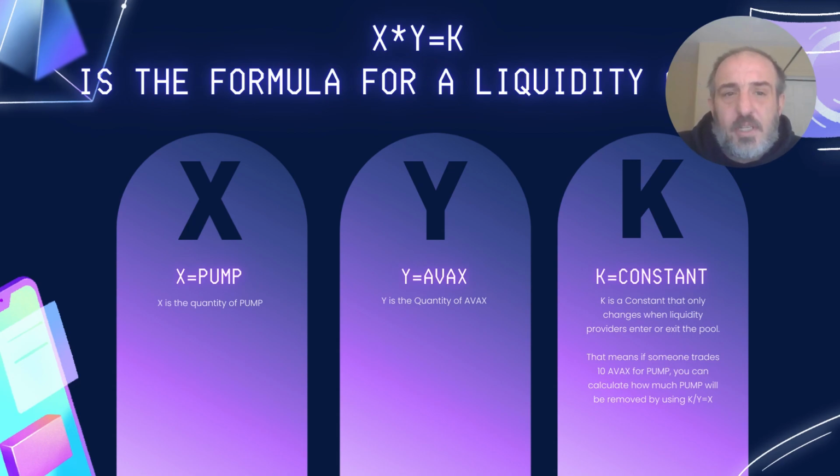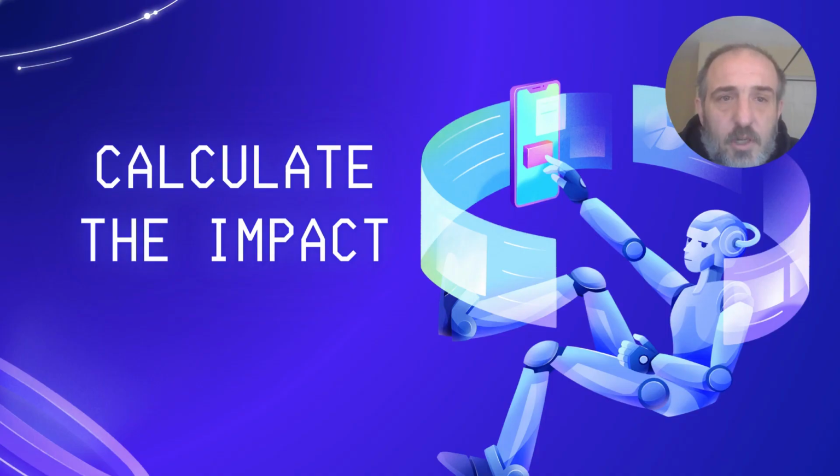And then we can use constant divided by AVAX to figure out what it would be after the buybacks. So we use this equation a lot, and it's the foundation to being able to figure out exactly what the impact of this will be. Let's look at an example. We're going to calculate the impact of pulling liquidity, burning liquidity, buying back pump, and then burning more liquidity.